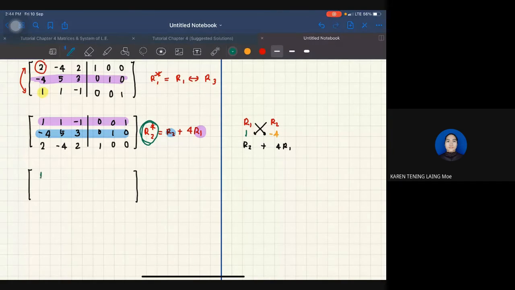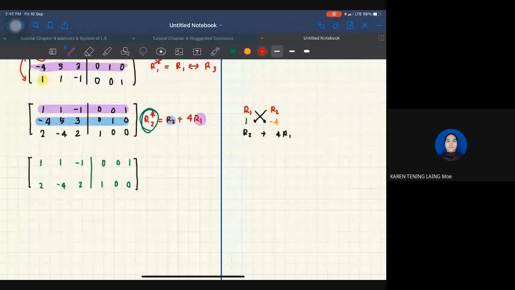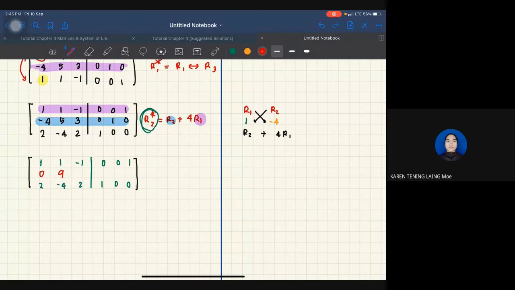Apa nilai yang awak akan dapat? 0, 9. Kosong, 9, lepas tu negatif 1. Lagi? Kosong ada? This one is 1 and then this one is negative 4. Betul ke?